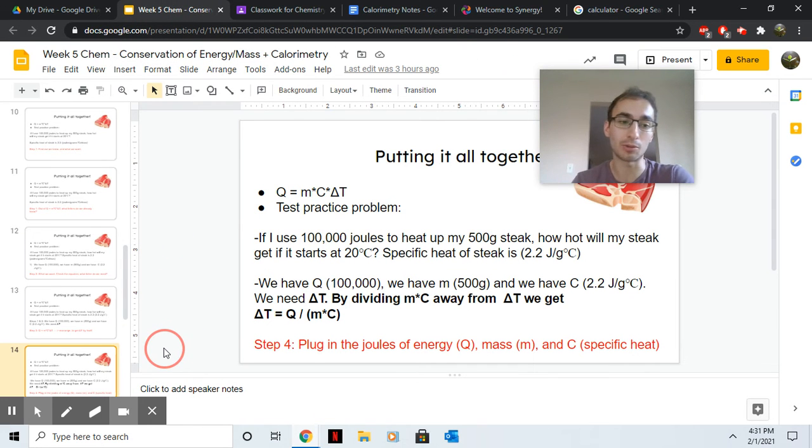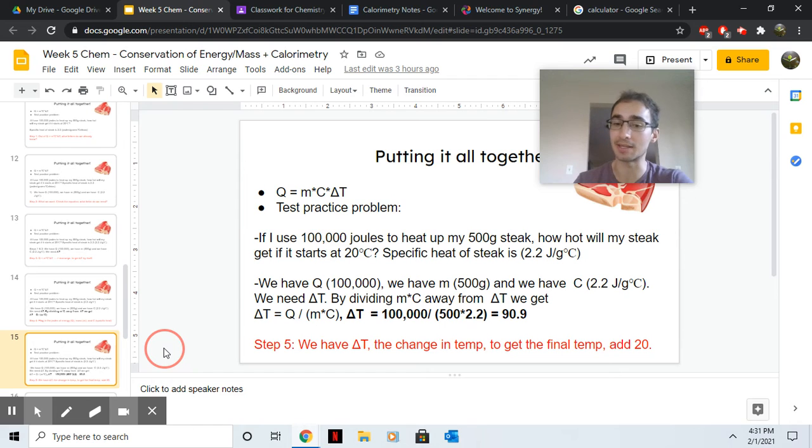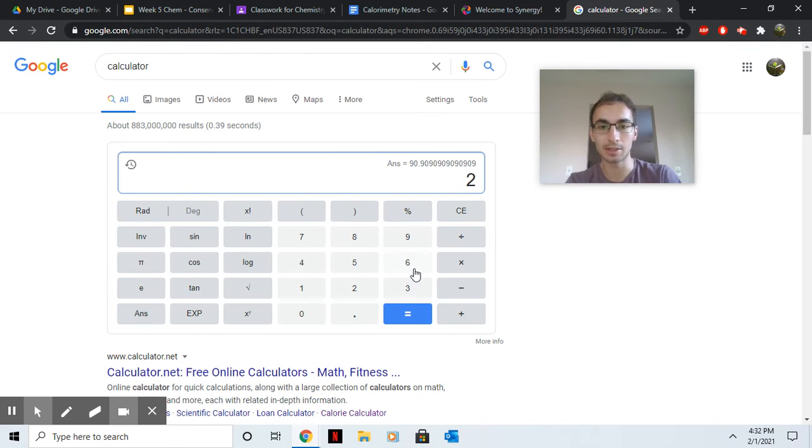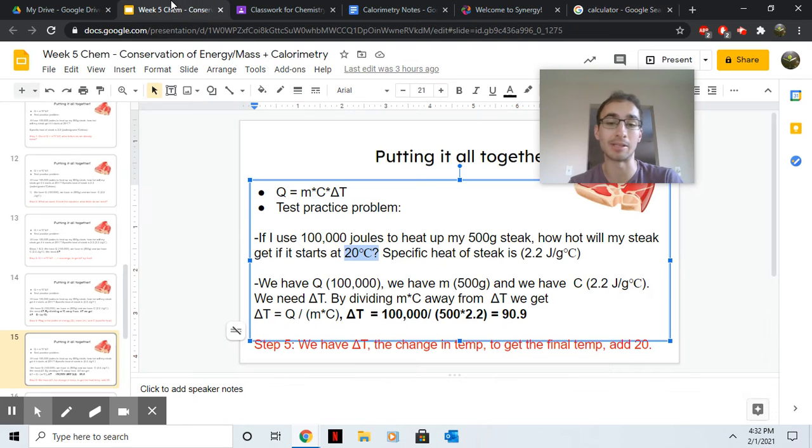But my final question was, how hot is the steak going to get? So you have to do one more thing. Now that we have delta T, you have to get the final temp. The steak was in the fridge, so it started at 20 degrees. Now think, how hot is the steak now? What you want to do, add 20 plus your delta T. That is the final answer. The steak will end up being 110 degrees.